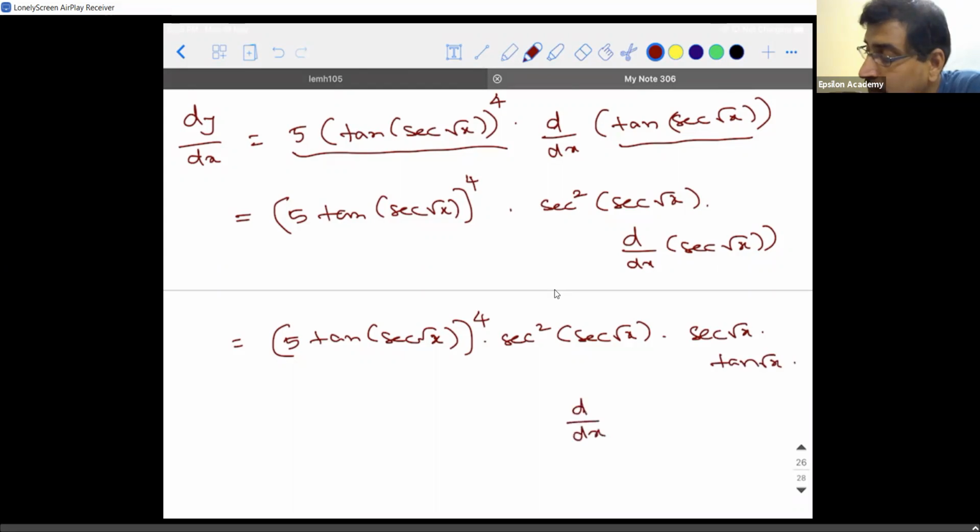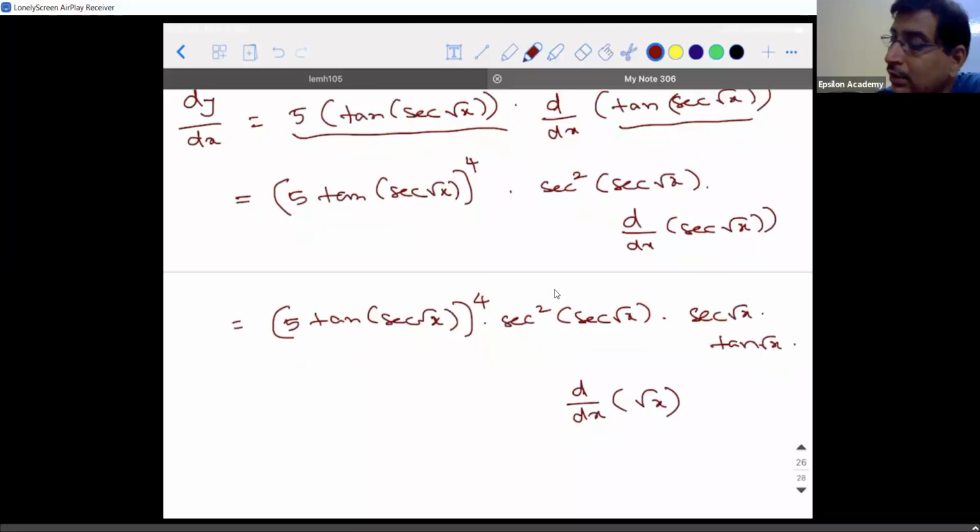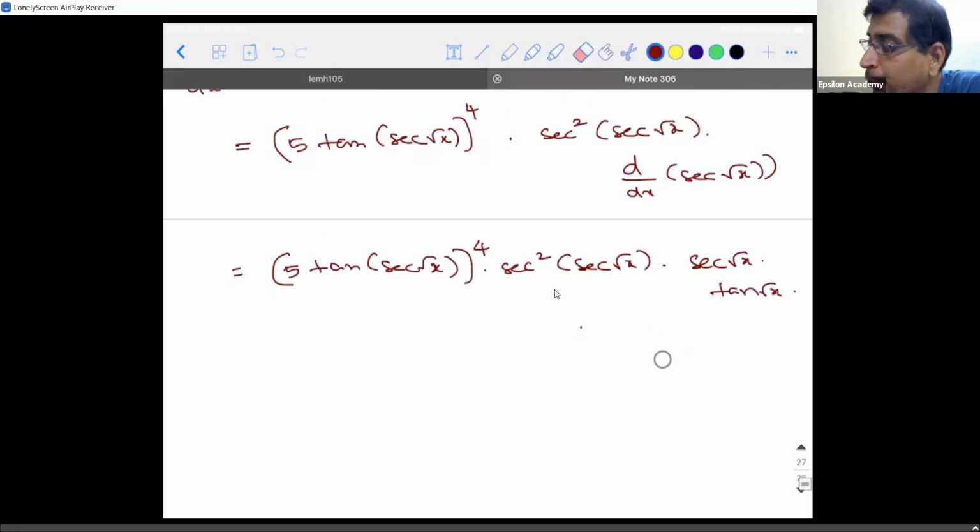Into the derivative of root x, which is 1 by 2 root x. This will be the final answer. That's it. This is all about the chain rule. It's not so complicated. Trust me, as time progresses, we have seen slightly tougher problems also in the name of examples, and you will be able to handle it better. Don't worry.